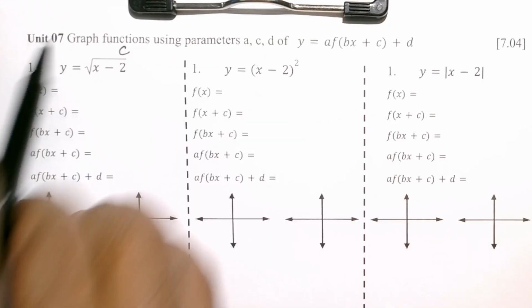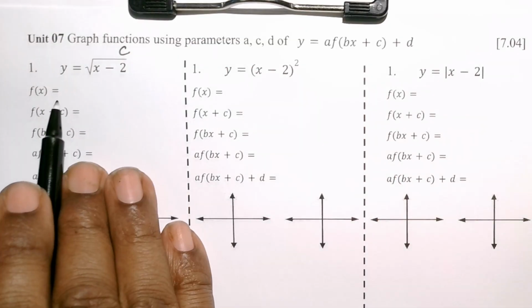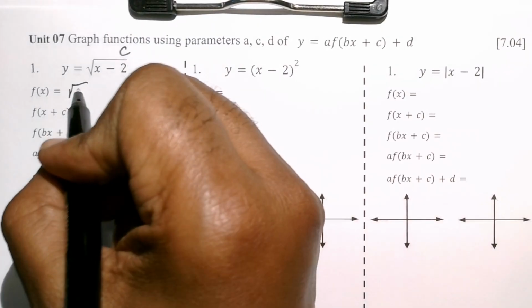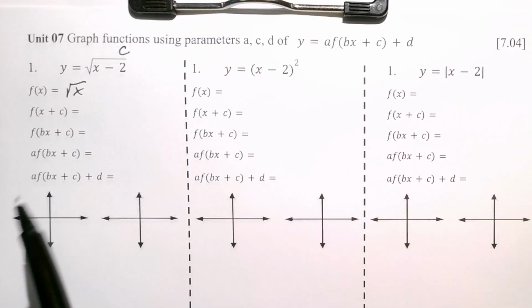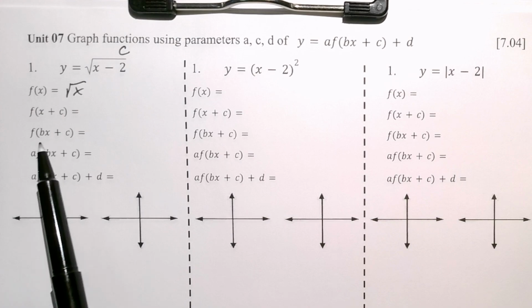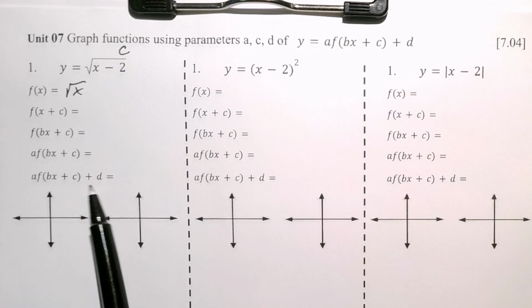So what we're going to do is remove all parameters, so we'll get the base function. So when we remove the c, we're going to get the square root of x. Then we're going to start adding our parameters back. First we'll add c, then we'll add b, then a, and then d.